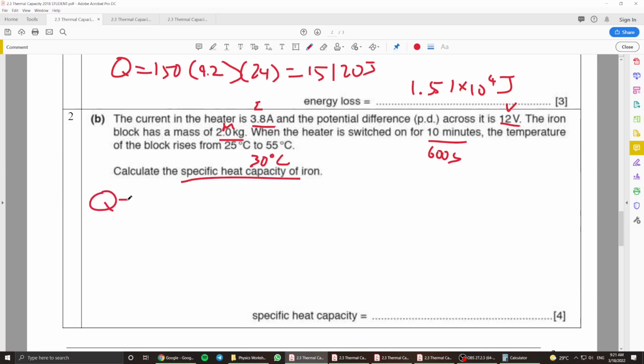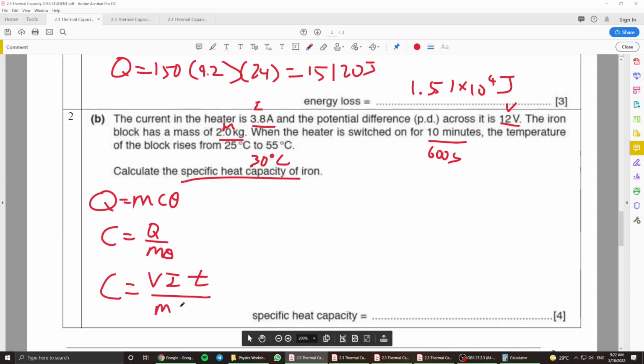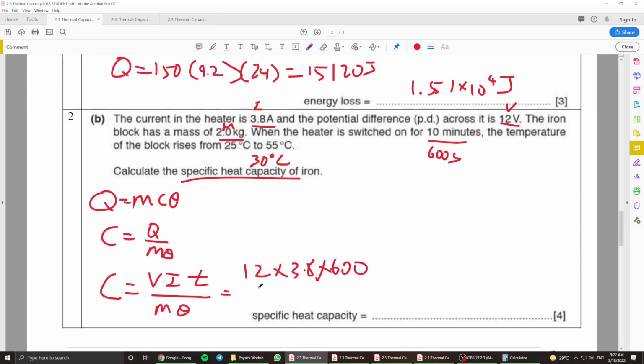Now, since I know Q equals mcθ, specific heat capacity here will be Q over mθ. In this case, if I'm looking for Q, it's basically going to be energy. Energy is supposed to be VIT, so c equals VIT divided by mθ. Substituting everything in is just 12 times 3.8 times 600, divided by the mass of 2 kg, divided by the change in temperature of 30 degrees Celsius.